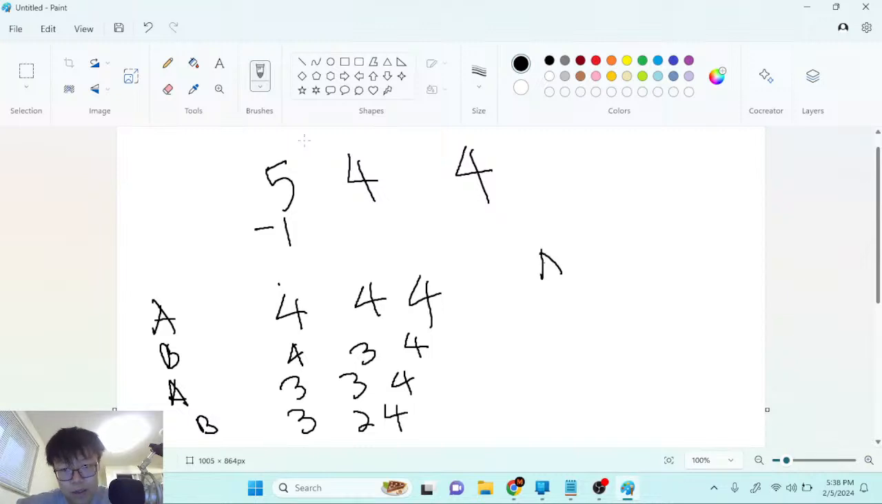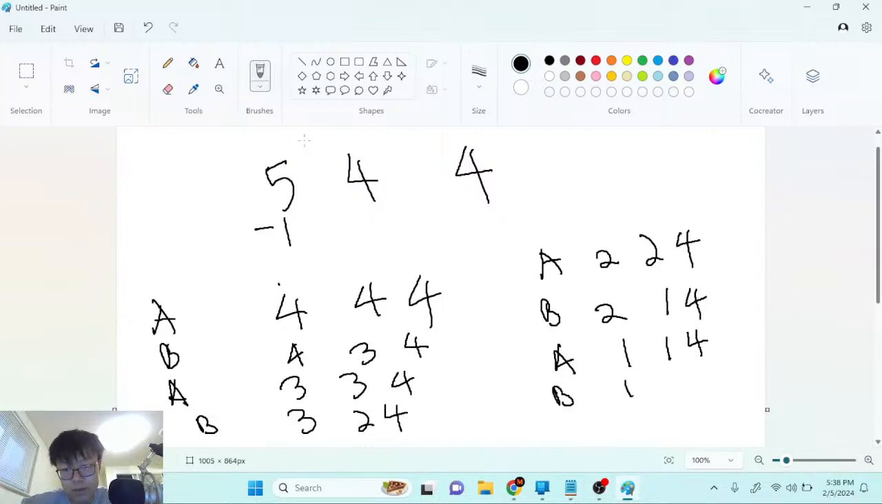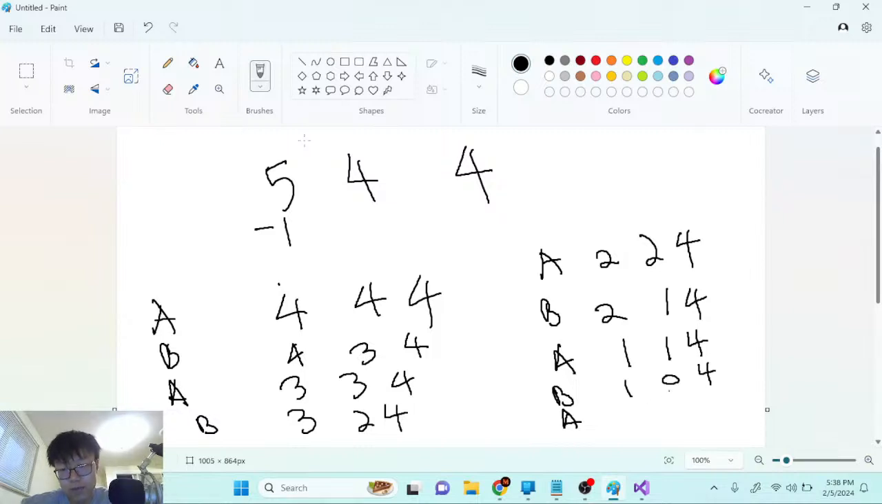Alice's turn. Minus 1, 2, swap with 2, so 2, 2, 4, right? Bob's turn, minus 1, swap with the smallest number, so we get 2, 1, 4. Alice's turn, minus 1, 1, swap with 1, 1, 1, 4. Bob's turn, minus 1, 0, swap with 1, 1, 0, 4. Alice's turn, minus 1, 0, swap with 0, 0, 0, 4. And then Bob's turn, it hits 0, so then Bob loses, Alice wins.